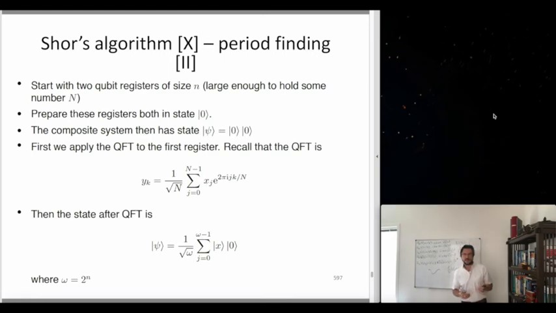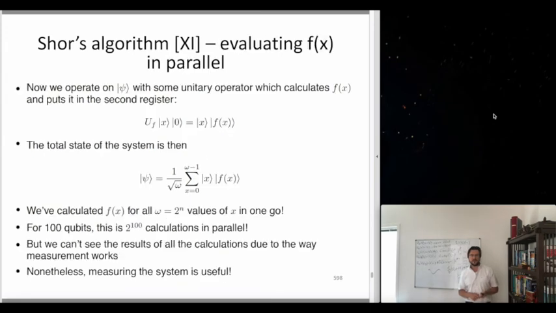And the state after the application of that quantum Fourier transform, as you can see here, is so only to the first qubit applied gives you value of x in the first qubit register, and the second qubit register is still in the zero state. And omega is 2 to the power of n, depending on the number of qubits that you have, okay?